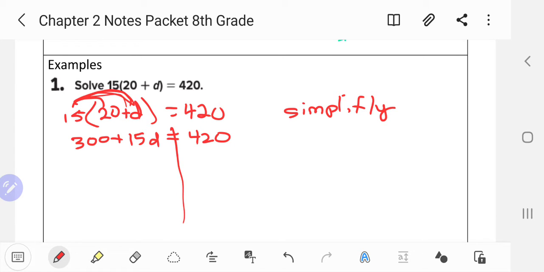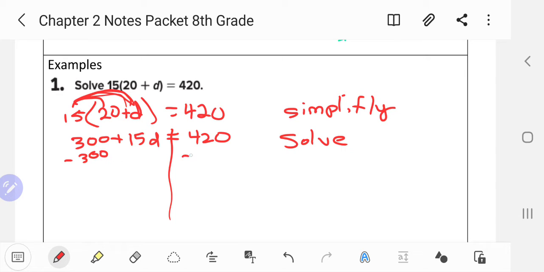Once we simplify, we're ready to solve. And as soon as I'm ready to solve, that's when I draw my line down. It kind of helps me distinguish between the steps of simplifying and solving. All right, so which one do I get rid of first, the 300 or the 15? Hopefully you said the 300, because it's the term without the variable. We get rid of that first.